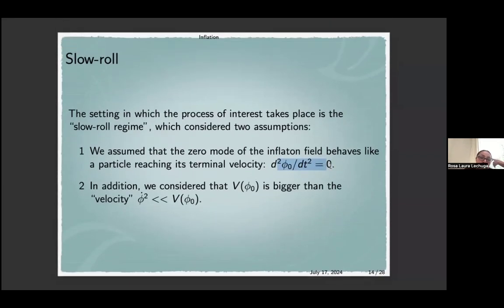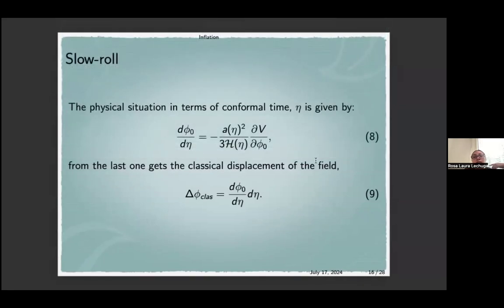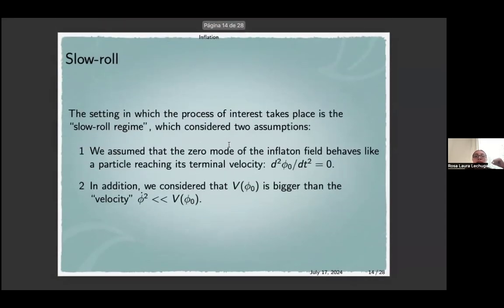We wrote this equation in terms of the conformal time, and we obtain this equation, and then obtain the equation which describes the velocity, and an equation to describe the classical displacement of the zero mode of the inflaton field. And this classical displacement represents the displacement that the zero mode of the inflaton field obtained rolling down the potential over a characteristic time. So this is the mechanism to explain the accelerated period in the early universe, and then how to turn off this period.